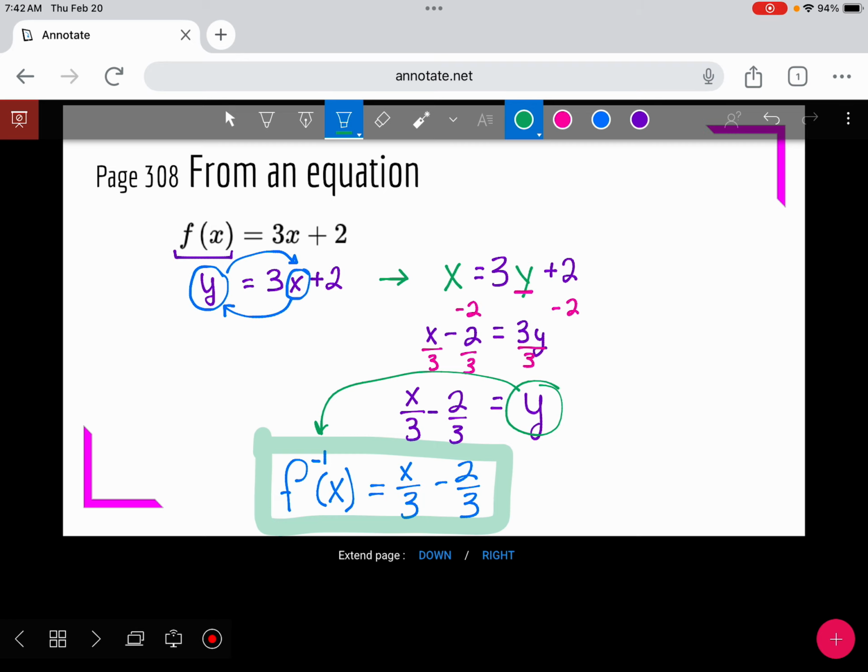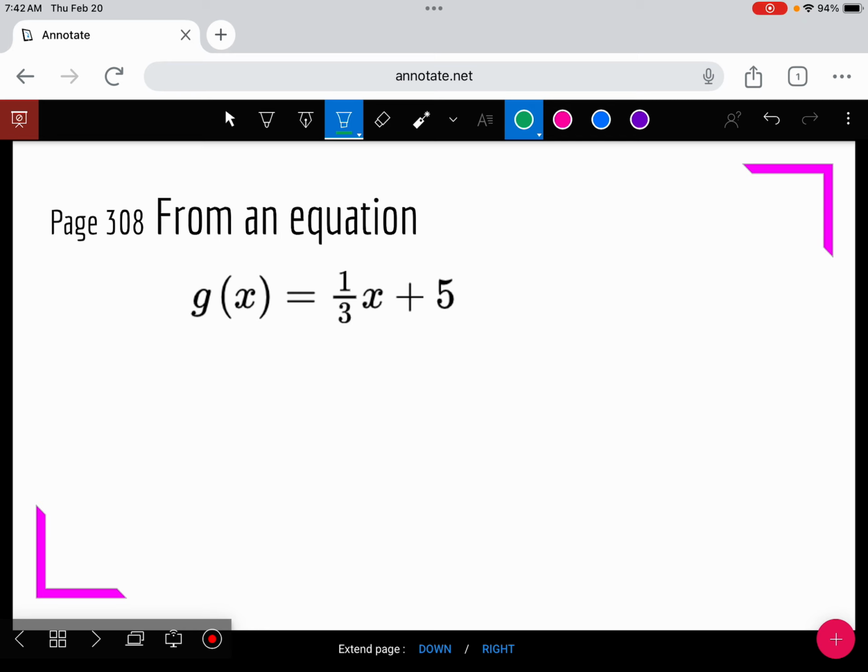Okay, let's practice another one. This one's called g of x. The literal only difference in the letters is just so we can talk about different equations for like our f of g of x, g of f of x. That's the only reason I have different letters. It means the same thing. So our g of x here is 1/3 x plus 5.